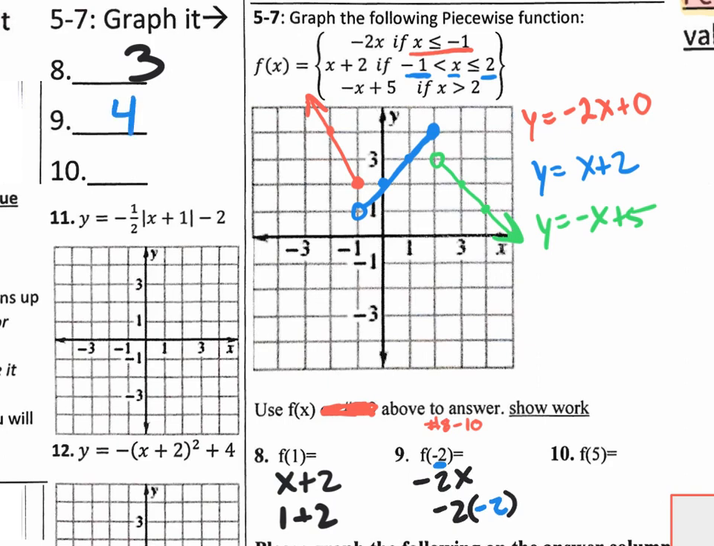Again, I don't recommend you guys be copy machines right now and just copy everything I'm doing. Maybe you just want to pay attention and try it at home, and then if you get stuck, you could watch the video again, right?